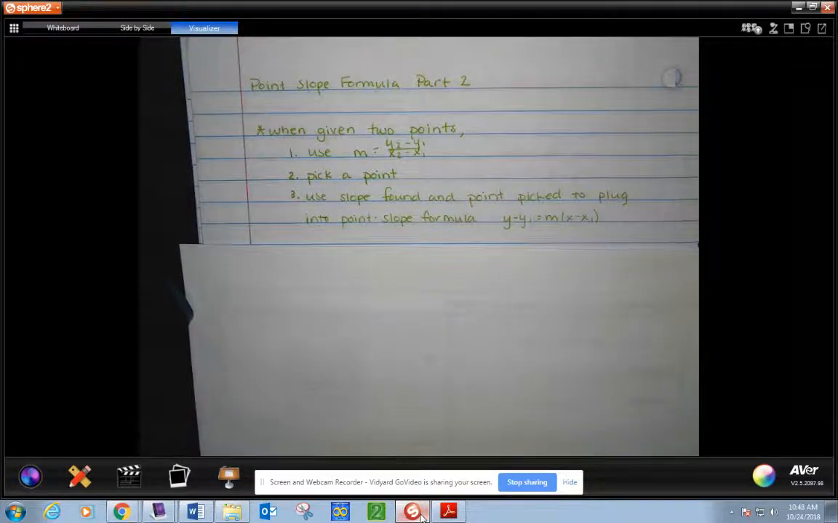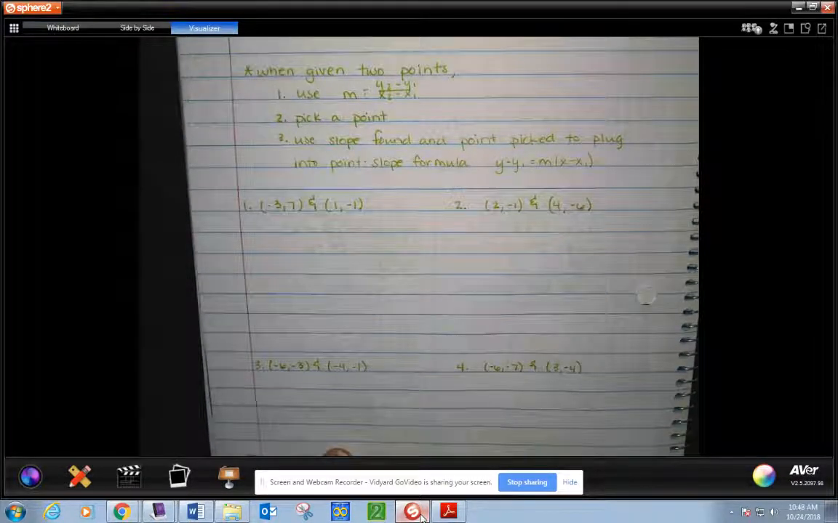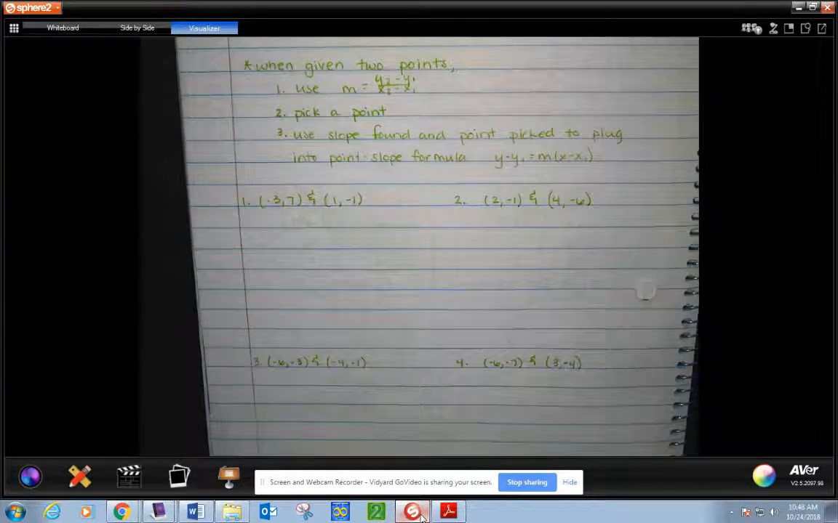Now that you have that written, go ahead and space this out and write these 4 problems. These are all of the examples today. I'm going to go a little bit slower so you can see how to do this. If you have any questions, you can just stop the video and ask me as you're going.